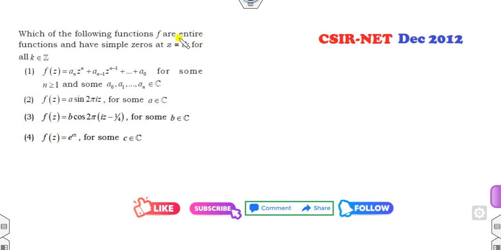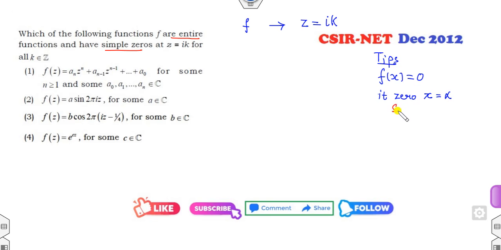Which of the following functions are entire functions and have simple zeros at z = ik? Remember, if you have a function f(x) = 0, then it has a zero at x = alpha. What does a simple zero mean? It means f(alpha) is 0, but the first derivative f'(alpha) is non-zero. That's the meaning of a simple root. So now I can check these properties.